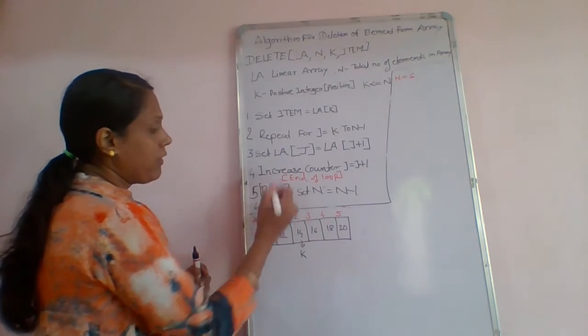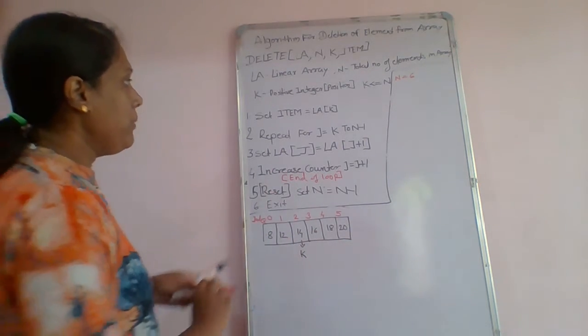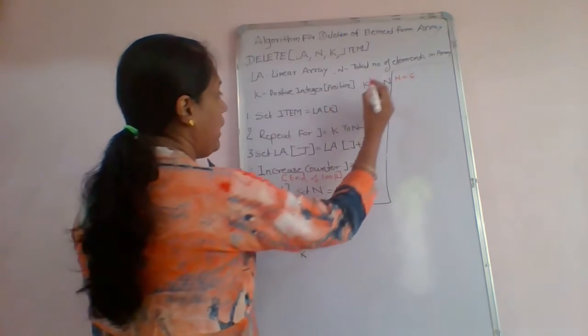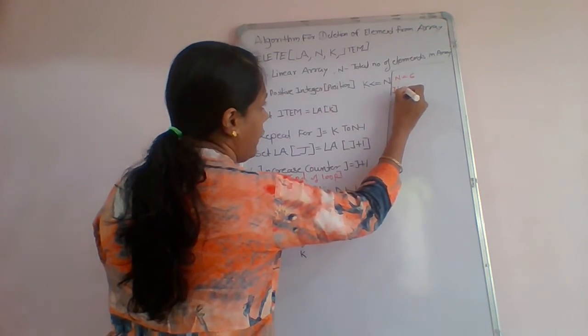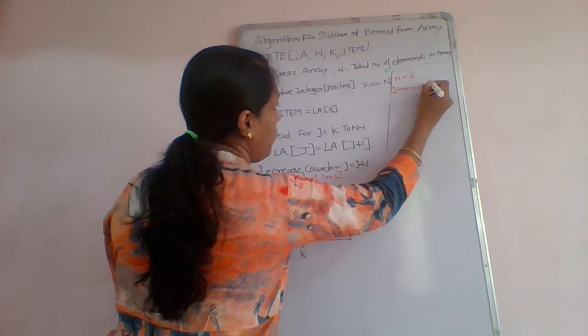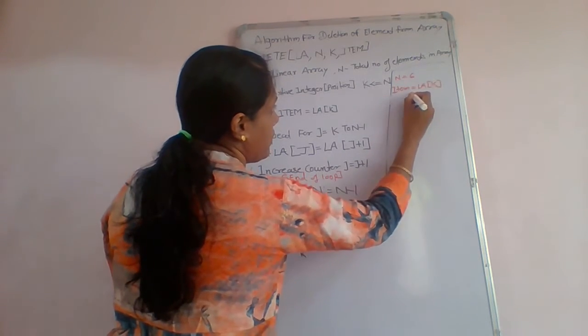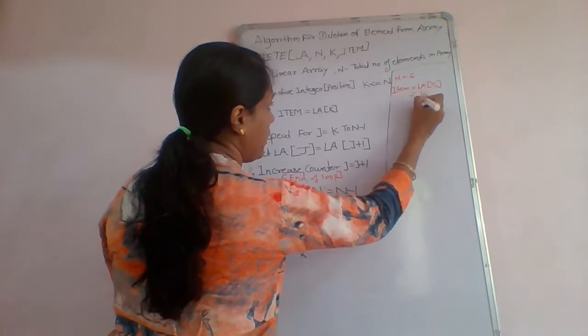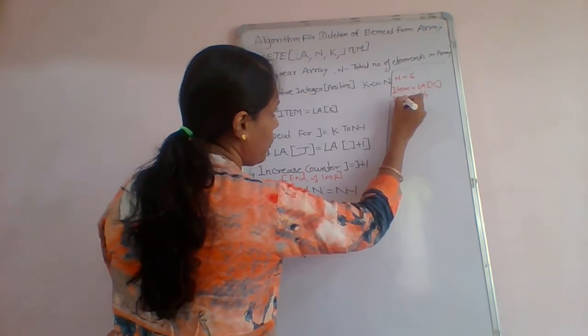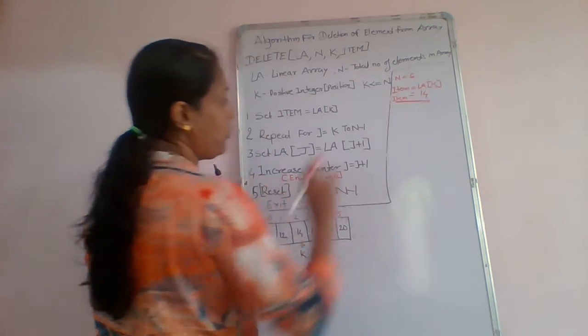Now what is our step? Item equals LA of K. So LA of K is what? 14. So our item which we want to delete is the 14.